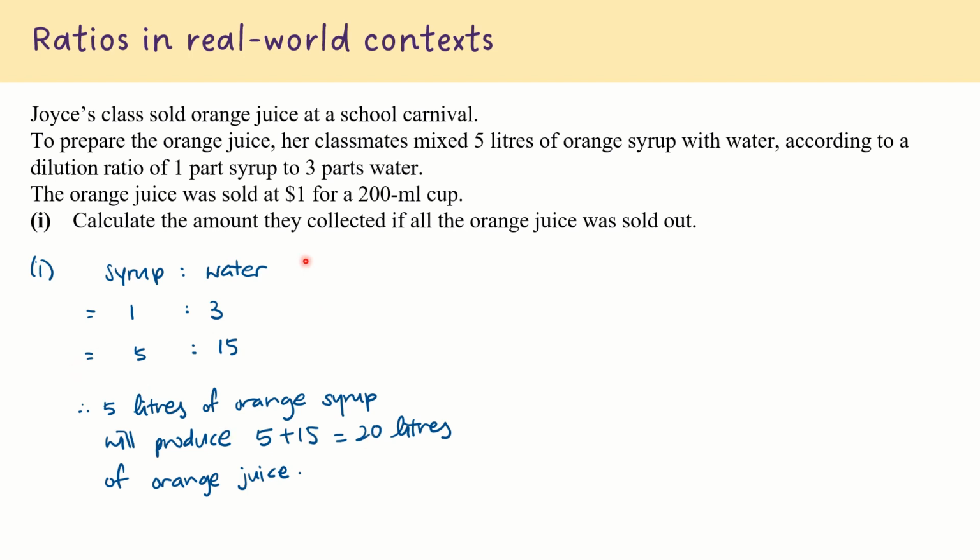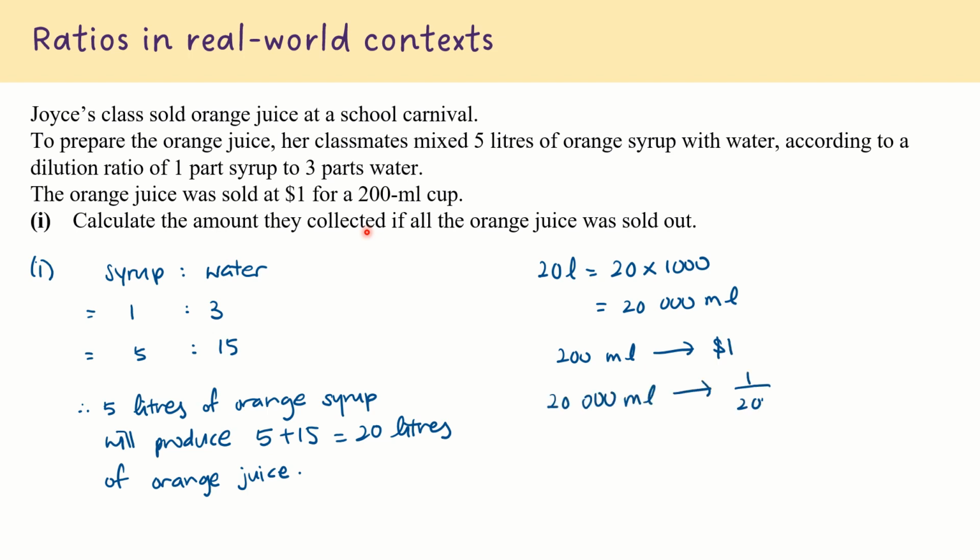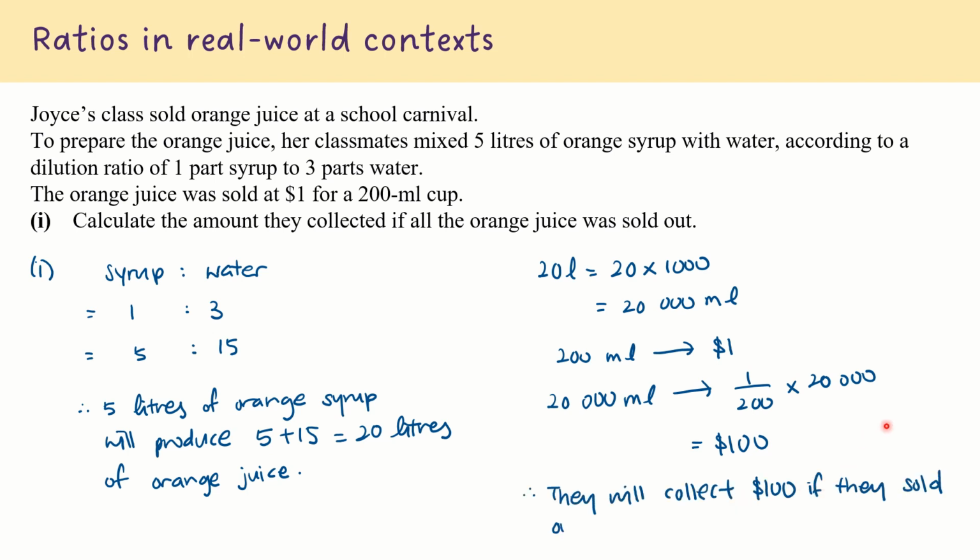So what this means is that since 20 liters is equal to 20 times 1000 or 20,000 milliliters, with 200 milliliters being sold at $1, I can find out that 20,000 milliliters will be 1 divided by 200 times 20,000, or you could see it as multiplying by 100 on both sides of this quantity to get $100. So eventually, we will get that they will collect a total of $100 if they sold out all of the orange juice.